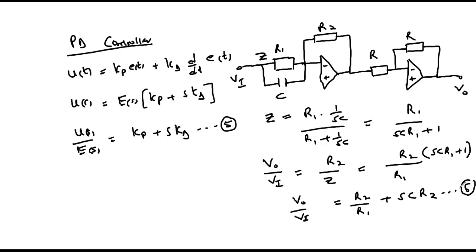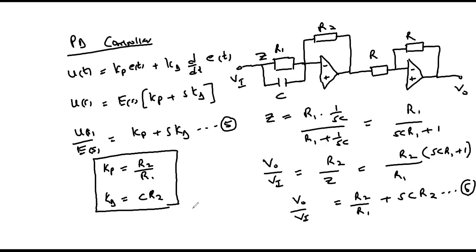If we compare equation 5 and 6, then we obtain our proportional gain constant to be equal to R2 over R1 and our derivative gain constant to be equal to C R2. And therefore, using this operational amplifier network, we are able to implement a PD controller, or a proportional plus derivative controller, with the proportional gain constant being equal to R2 over R1 and the derivative gain constant being equal to C R2.